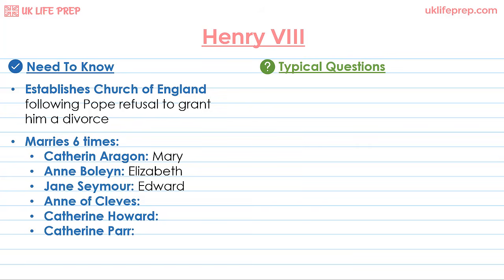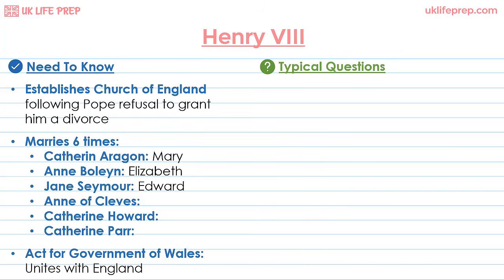His fourth wife, Anne of Cleves, was a German princess he married for political reasons and divorced soon after. His fifth wife was Catherine Howard, a cousin of Anne Boleyn, who was also executed as she was accused of taking lovers. I guess it kind of ran in the family. His sixth and final wife was Catherine Parr, who was a widow that survived Henry and married again soon after he died. During Henry's reign, the active government of Wales formally united Wales with England.